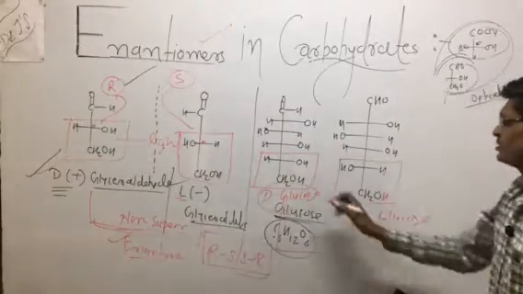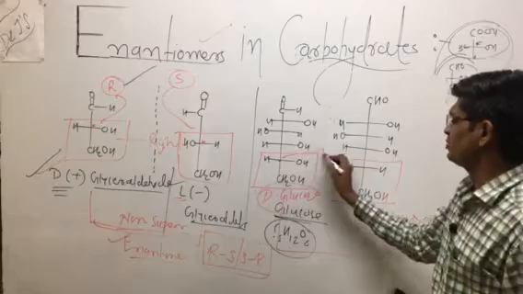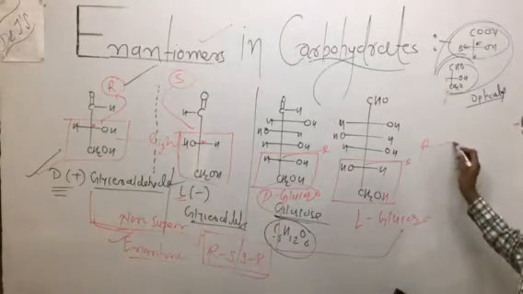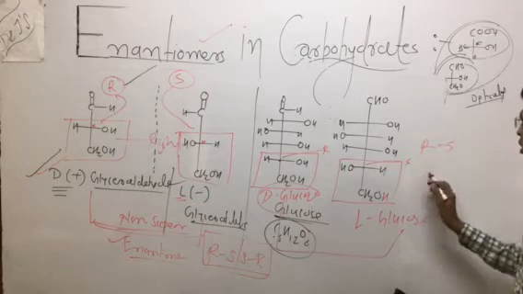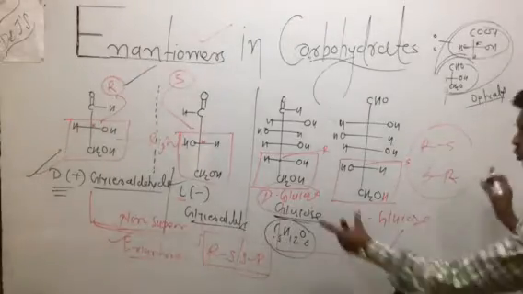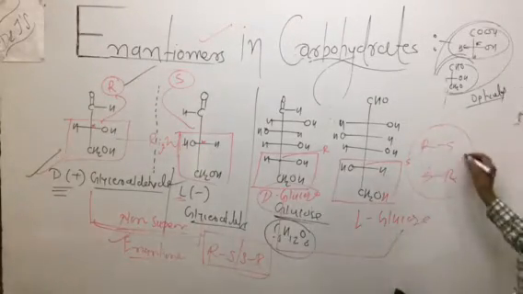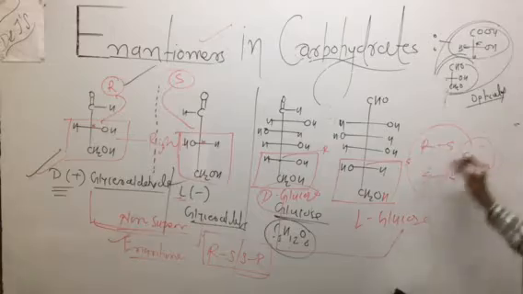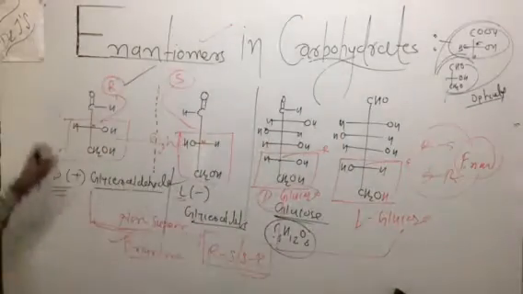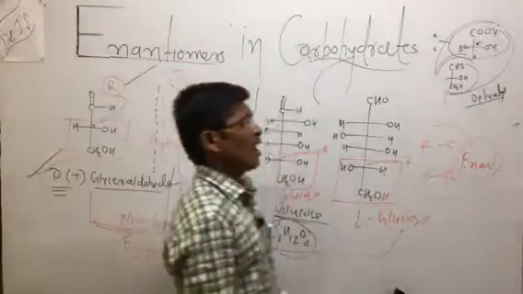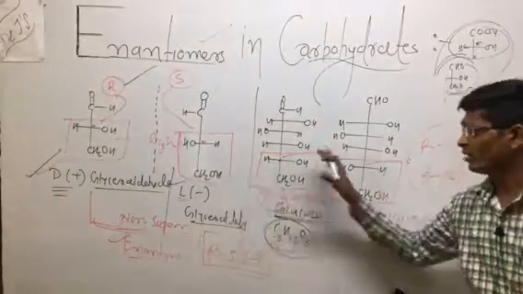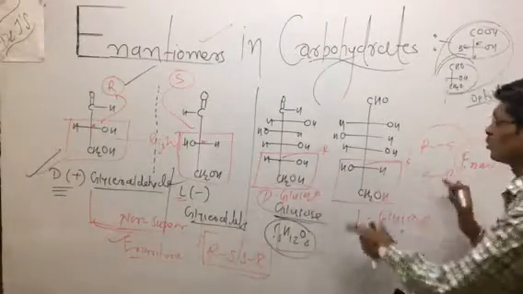These compounds show these types of relations. If this carbon atom is the R configuration, the other shows the S configuration, R to S and S to R. The relation between these two molecules is enantiomer. They are non-superimposable. So this relation is enantiomer in carbohydrates, especially in glyceraldehyde, and another example is the glucose molecule.